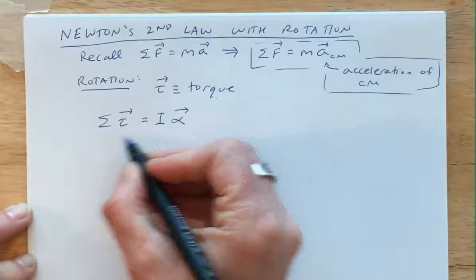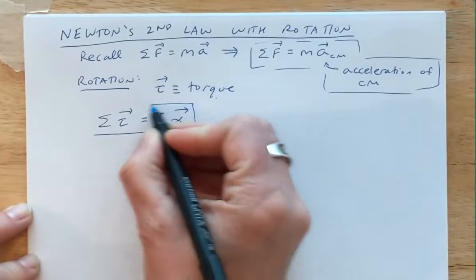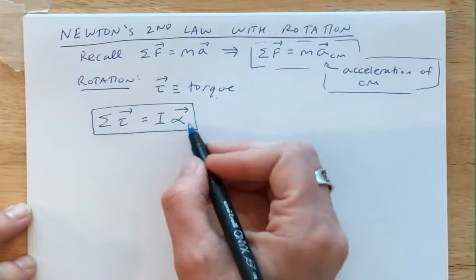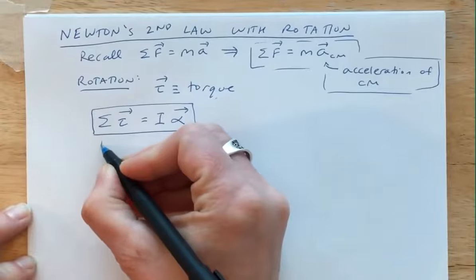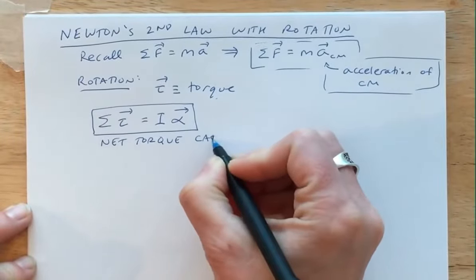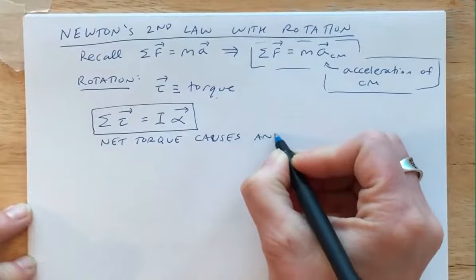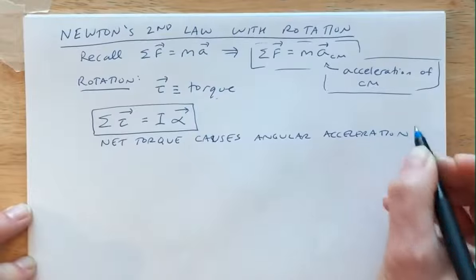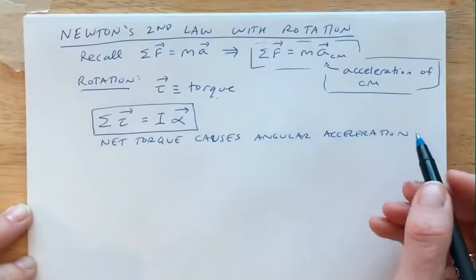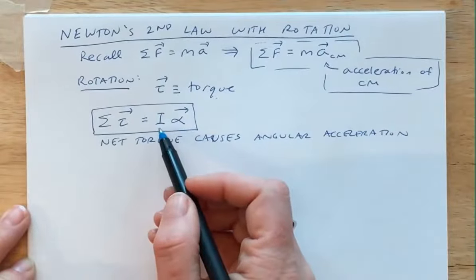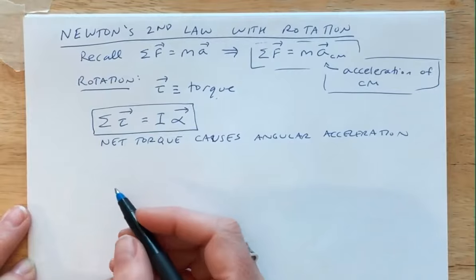And we've already looked at the idea of moment of inertia, which basically means that something that has a larger moment of inertia then needs a larger net torque to give it the same angular acceleration. So in words, we can basically say that this says the net torque causes an angular acceleration. And that's going to be Newton's second law with rotation. So we've discussed angular acceleration and we've discussed moment of inertia, and now we need to focus on torque.